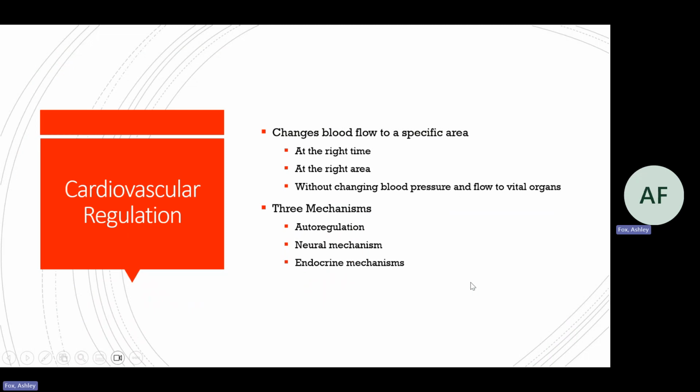So going back to cardiovascular regulation. There are always changes of blood flow based on what's happening inside your body. There are different places where blood's flowing when you are at rest or when you are moving around. So changes to blood flow happen at the right time, at the right area, and don't change blood pressure overall, at least significantly. And the major one is flow to vital organs like the kidneys and liver. So there are three mechanisms: autoregulation, neural, and endocrine.